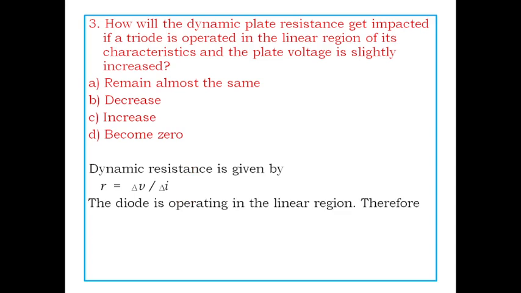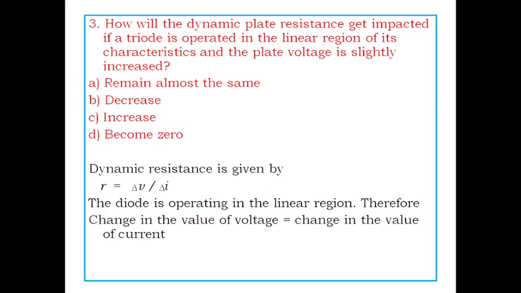So in the linear region, what happens? Linear region means that with a variation in the voltage, there will be a variation in the current also. So if the voltage increases, the current will also increase in the same proportion. In that case, we can say that the resistance will almost remain the same. There will not be much variation because it is in the linear region. If voltage increases, current also increases, so the ratio will be the same. So option A would be the answer for this question.